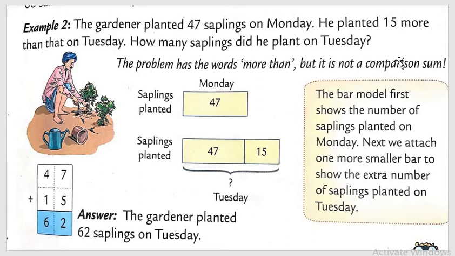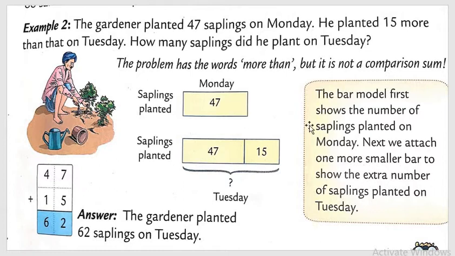Okay, now see, first read the instructions here. The bar model first shows the number of saplings planted. See here, Monday, 47 saplings planted on Monday. Next we attach one smaller bar to show the extra number of saplings planted on Tuesday. We draw the small box and write 15 there. That is Tuesday's saplings. Got my point? So now what to do here?